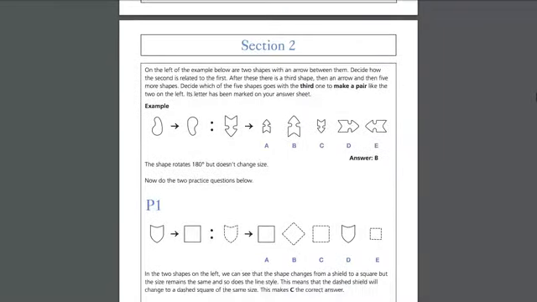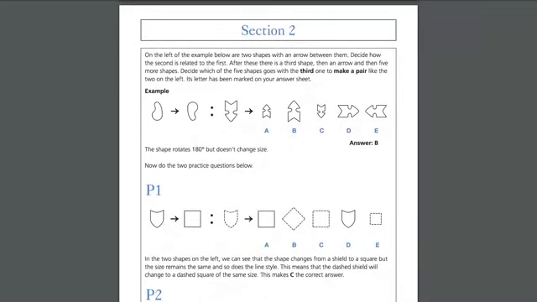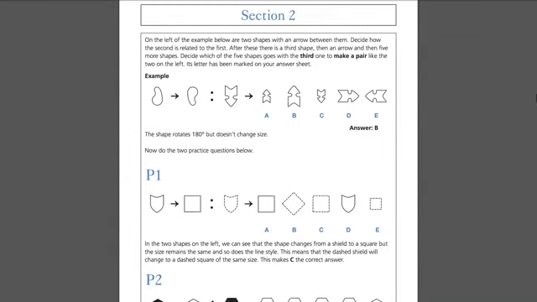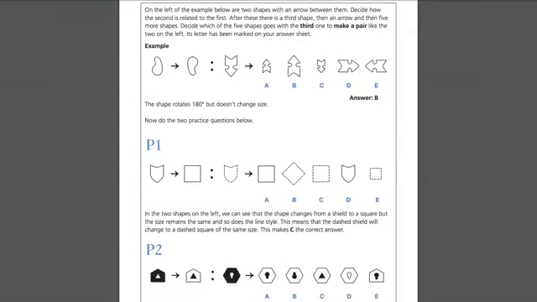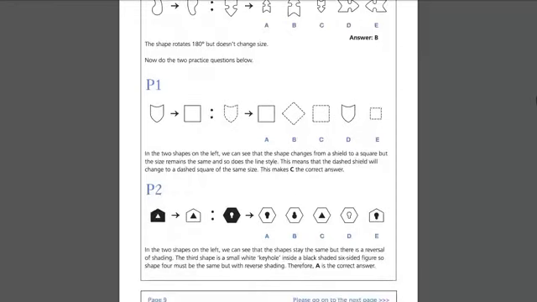Next section, they're just telling you on the left, the example below shows 2 shapes with an arrow between them. Decide how the second is related to the first one. If there is a third shape, then an arrow, and then 5 more shapes, decide which of the 5 shapes goes with the third one to make a pair like the first. So you need to find basically what's happening to the shapes.